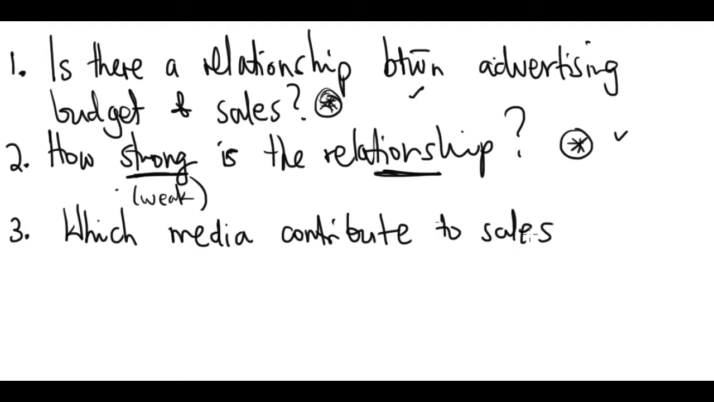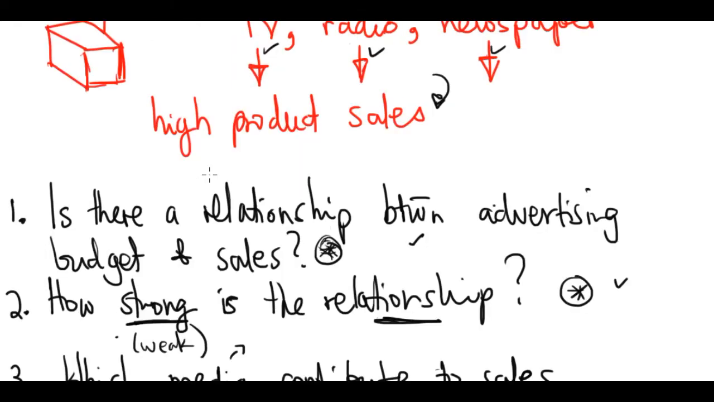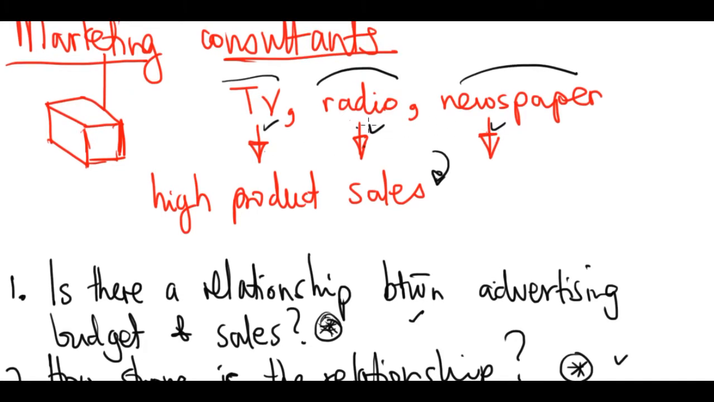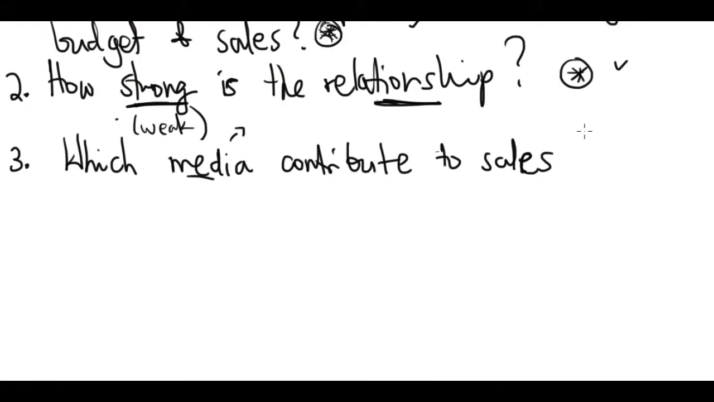So here, media, I'm using it in a plural form, because what we're saying is, okay, cool. We now know there's a relationship between advertising budget and sales. We know the strength, but we want to know which media really contributes to the sales. Is it TV advertising? Is it radio? Is it newspaper? Or is it a combination of TV and radio, or radio and newspaper, or TV and newspaper, or all three of them? So which media is contributing to sales? That is another question that we want to answer.